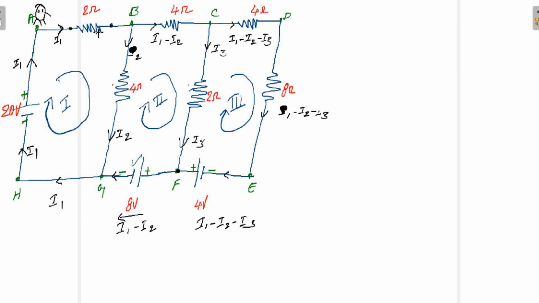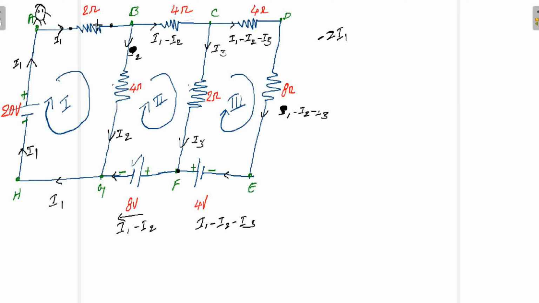Let us see where you are having voltage drops and where you are having voltage rises. Here we are having a voltage drop. That voltage is nothing but current into resistance. So how much is the voltage drop? It is 2 times I1, that is, the resistor is 2 and the current is I1. So 2 into I1 is a voltage drop. So you can write minus 2 into I1.